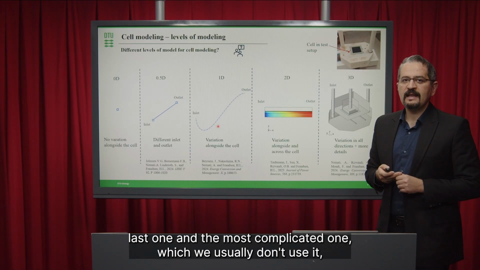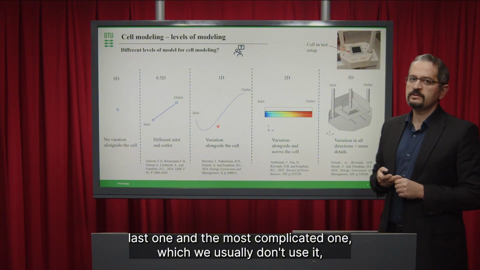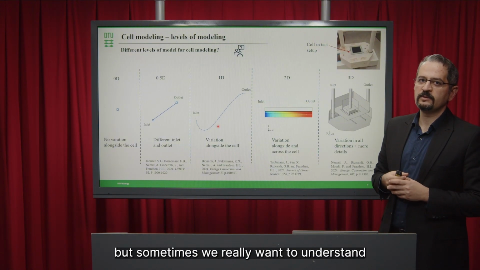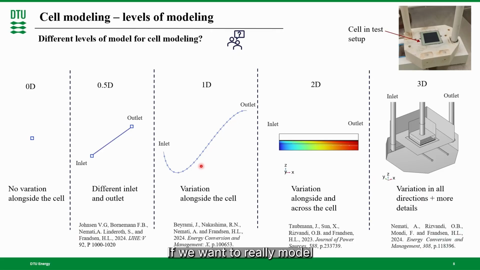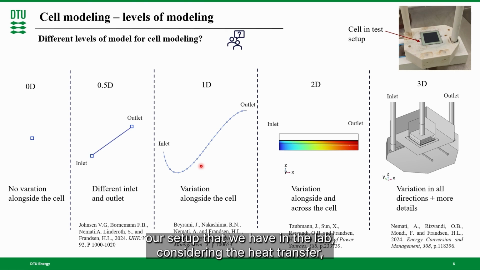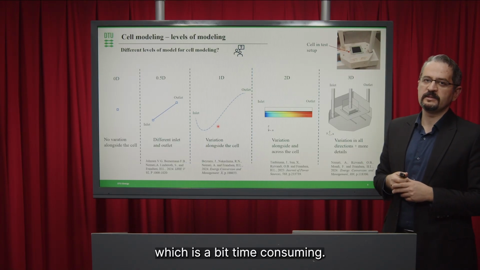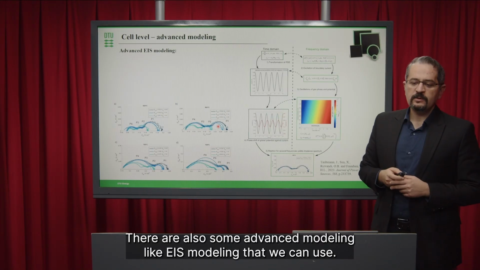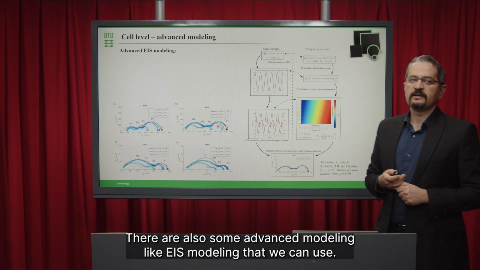And the last one and the most complicated one, which we usually don't use, but sometimes we really want to understand everything that's happening inside the cell. If we want to really model our setup that we have in the lab, considering the heat transfer, all of the flows, all of the channels, we use this kind of modeling, which is a bit time-consuming. There are also some advanced modeling, like EIS modeling, that we can use.